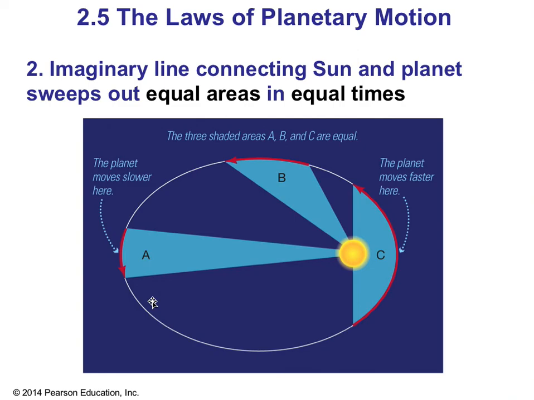So if you think about it, in area A, the orbital path that the planet needs to travel is much, much shorter than the orbital path that the planet takes in location C. And they take the same exact amount of time. So what does that mean? That means that the planet must move much slower in location A than it does in location C. In location C, the planet needs to move much faster to travel that longer distance within its orbital path in the same amount of time.